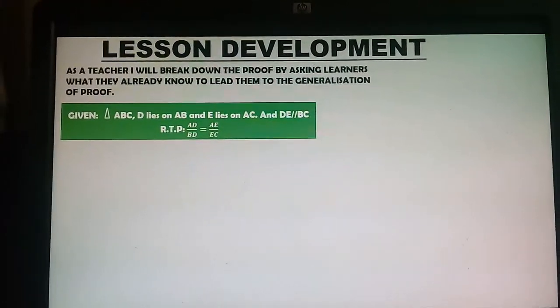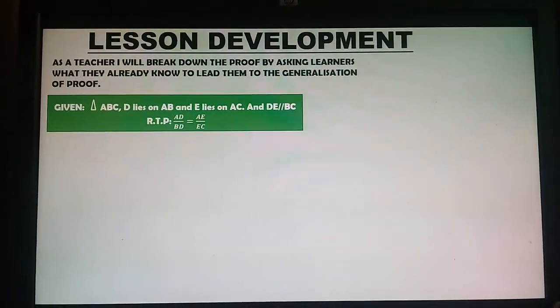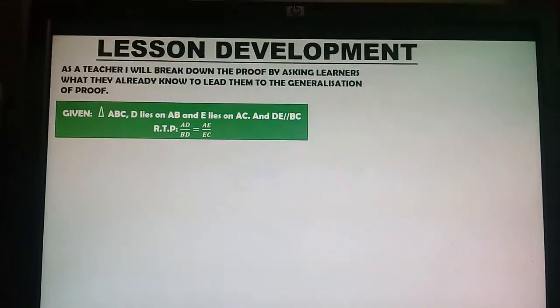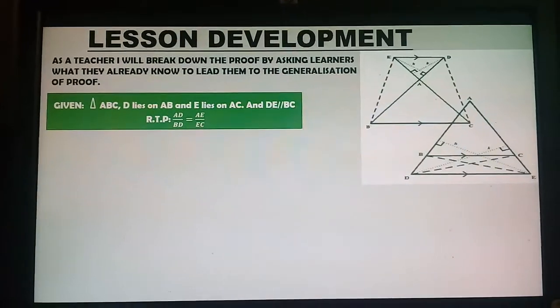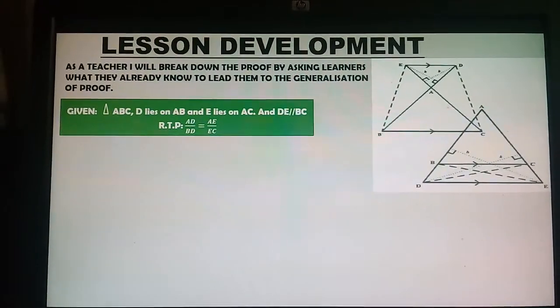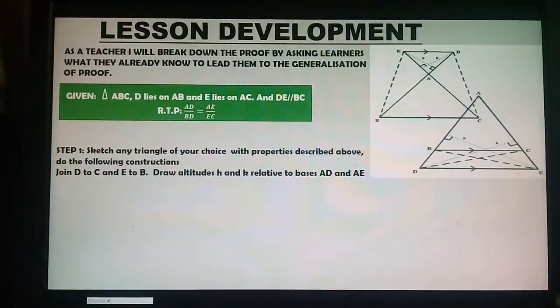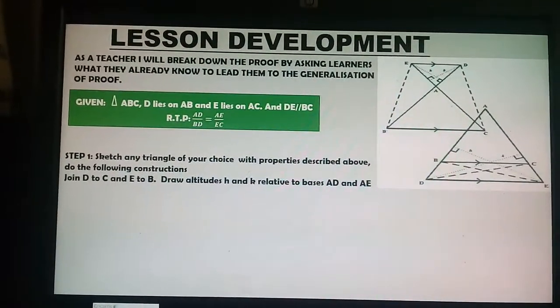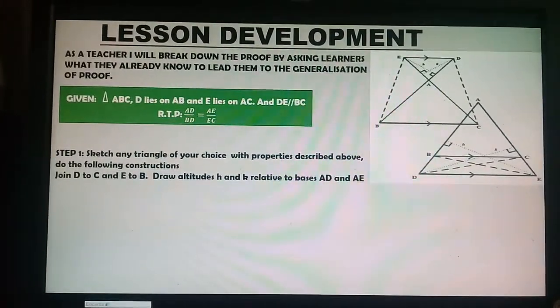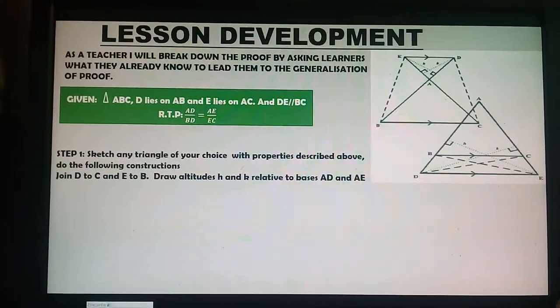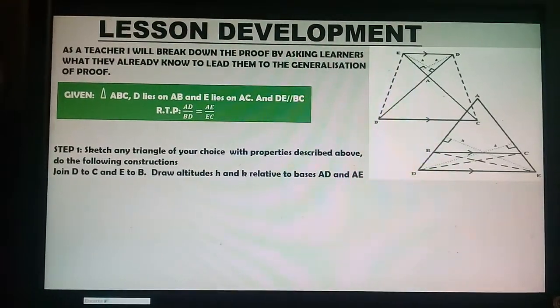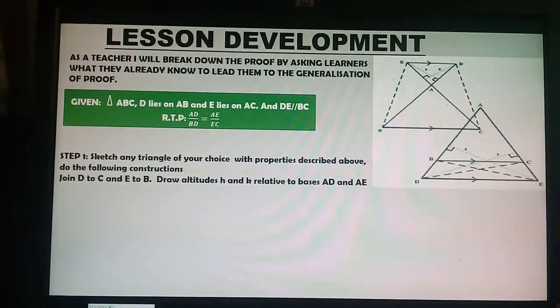From this given information, I will ask learners to draw any triangle with the given information. They can draw any triangle that they like, but it must have that given information. Then step number 1, what am I going to do? I will ask learners to sketch any triangle of their own with the properties described above, and do the following construction.